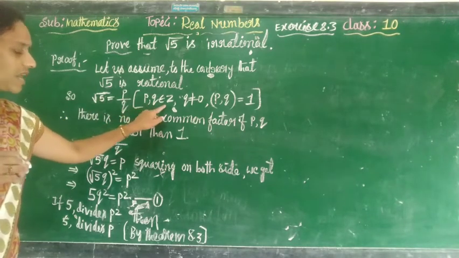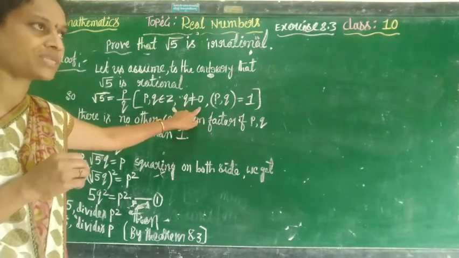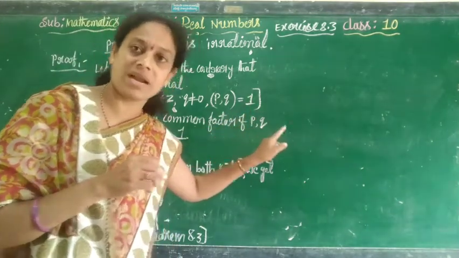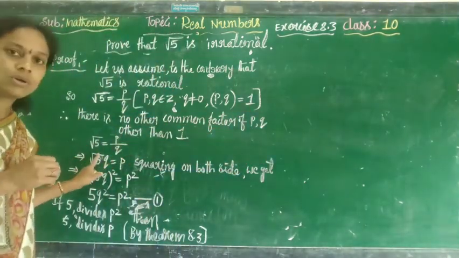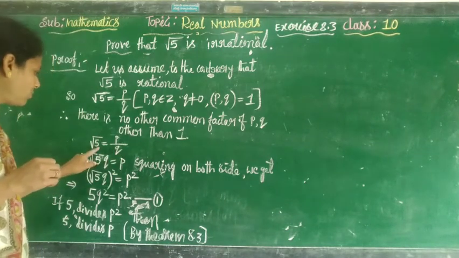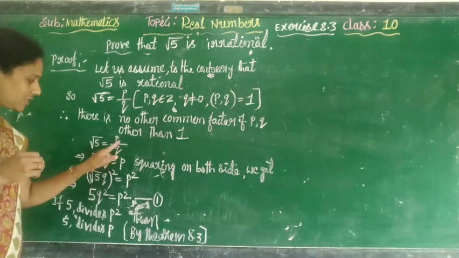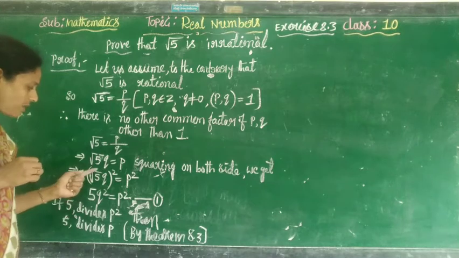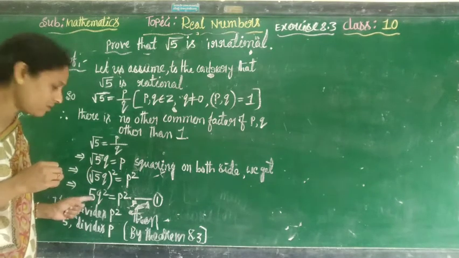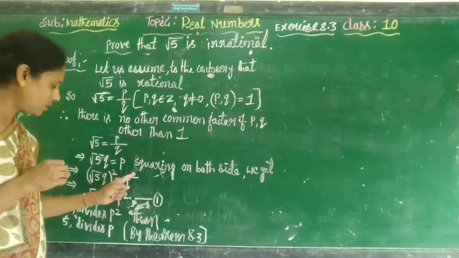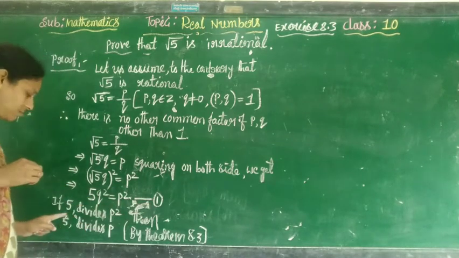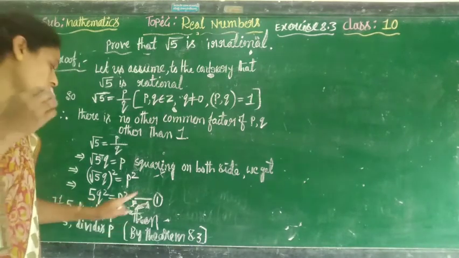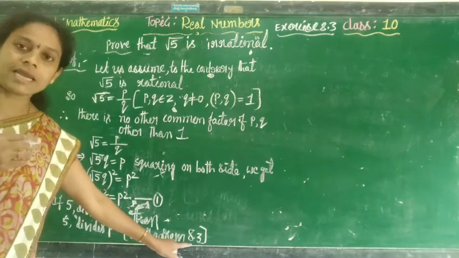Once again, root 5 is equal to p by q, where p, q belongs to Z, q is not equal to 0, and gcd of p, q is equal to 1. There is no other common factors of p and q other than 1. So root 5 q is equal to p. Squaring on both sides, we get, square root cancelled, the remaining number is 5 q square is equal to p square. Equation 1. So this implies that if 5 divides p square, then 5 also divides p by theorem 8.3.